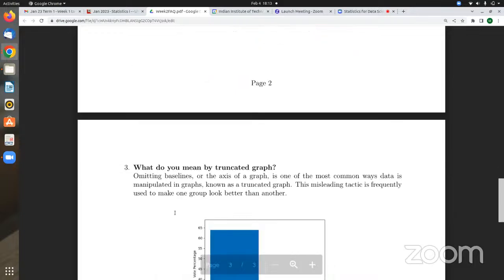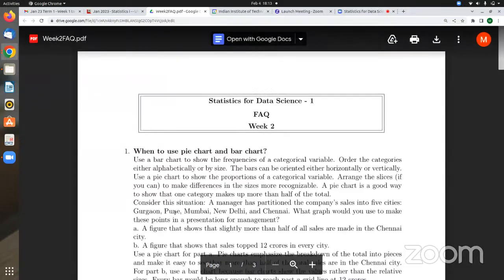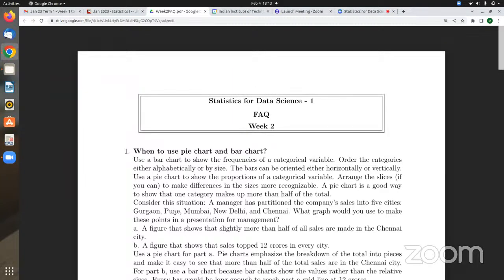This is not a correct example. Give me a minute, I'll draw one figure. This is about the appearance of the graph: it looks like the actual one, but it is violating the area principle.